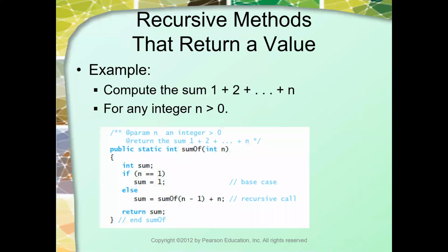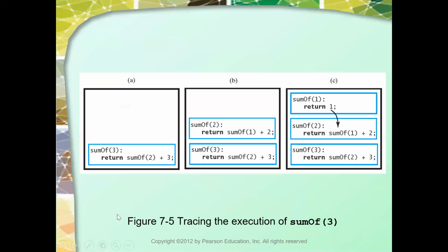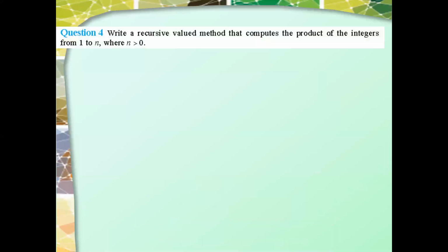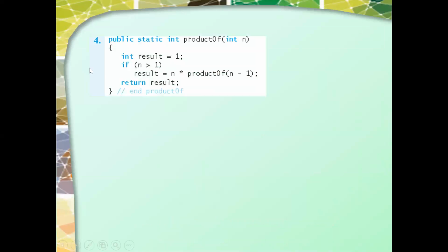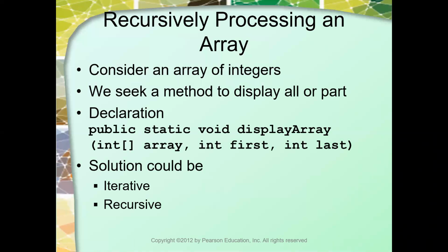Recursive methods that return a value. This is the sum of method that we looked at already, and those values are building up a result that then gets passed down to successive versions. Write a recursive value method that computes the product of the integers from 1 to n. That would be pretty similar, but instead of adding, you would be multiplying. But you would initialize your result to 1, and the base case would be, if n is 0, the result is just going to be 1. Otherwise, you do n times the product of n minus 1. So that's fairly straightforward.